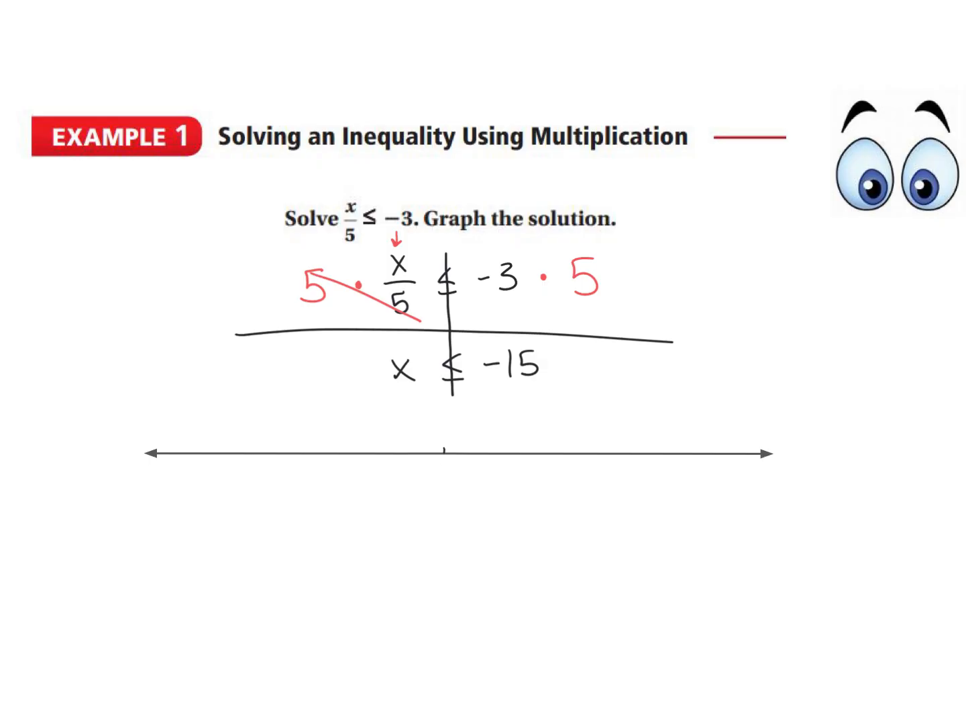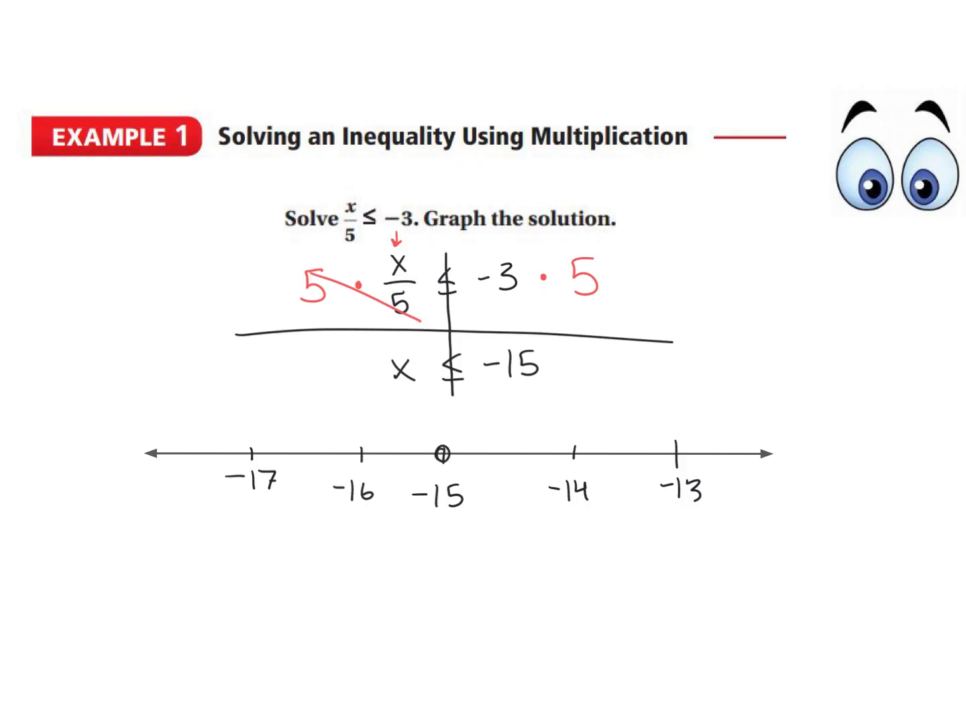Now I need to graph it. I'm going to put my -15 on my number line here. I'm going to put in a couple more values just to show. Do you have to do this? No, but it might help get a frame of reference of where we're at on a number line. I see that I have an equal to bar, meaning I can use -15 as an answer.